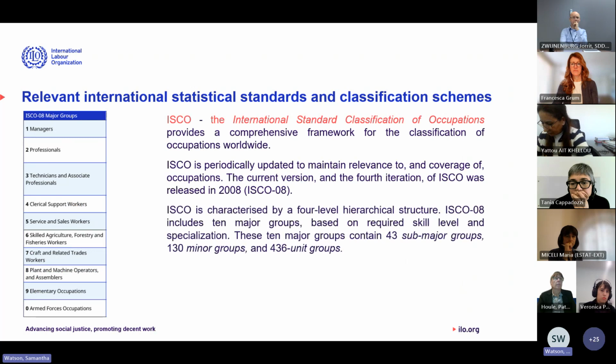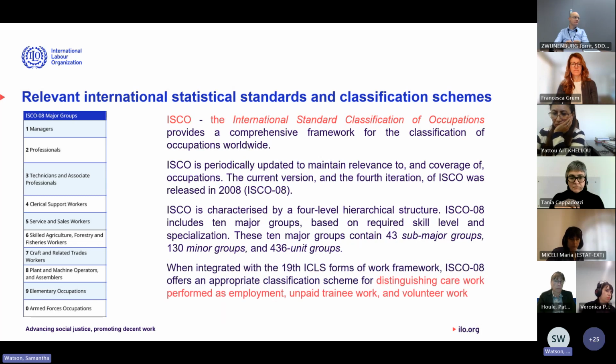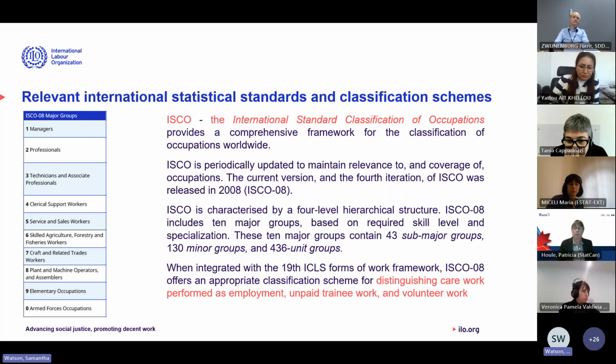So I'll just briefly cover each of the relevant international statistical standards and classification schemes. ISCO is the International Standard Classification of Occupations. It's a comprehensive framework for the classification of occupations worldwide, periodically updated and characterized by a hierarchical structure. When we integrate it with the 19th ICLS Forms of Work framework, it's an appropriate classification for distinguishing care work performed as employment, unpaid trainee work, and volunteer work. Our volunteer work add-on module for the LFS does integrate this means of classification, so it's comparable with employment and unpaid trainee work.